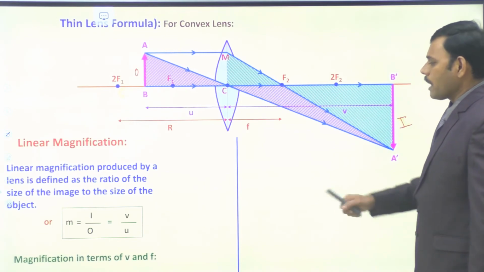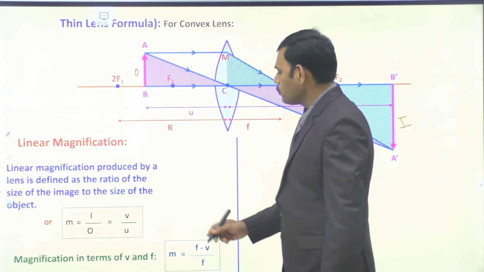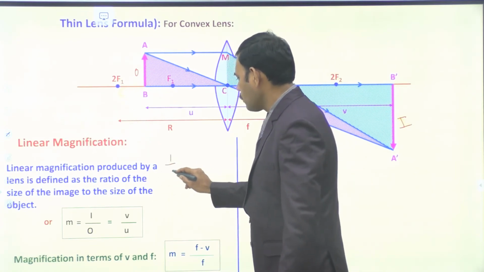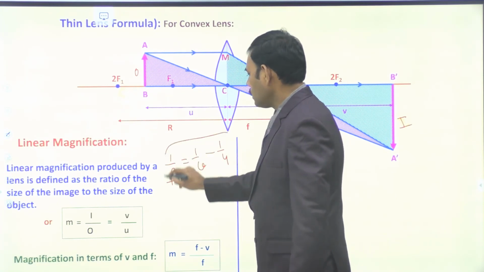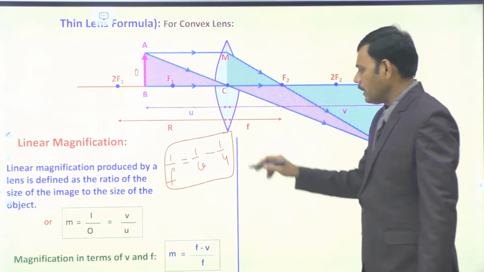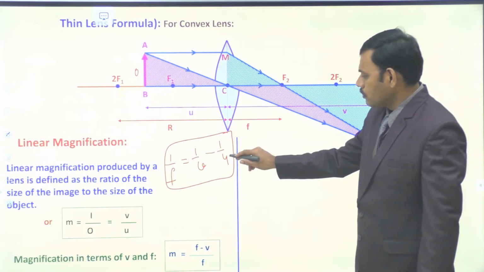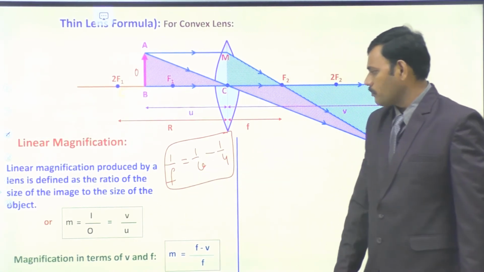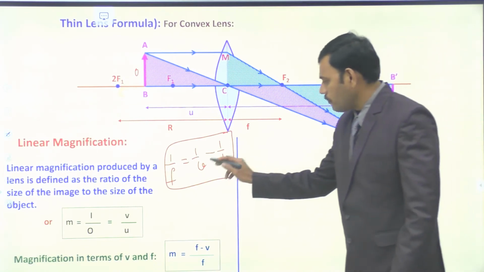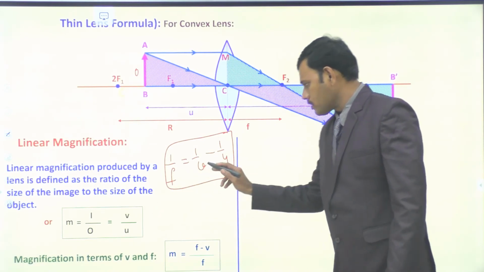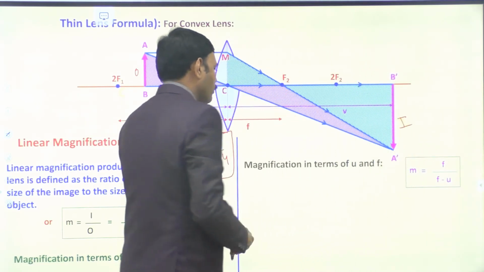And here, magnification in terms of V and F, not U. By using this magnification formula, and 1 by F is equal to 1 by V minus 1 by U, known as the Lens formula, which we derived in the previous part of our discussion, by eliminating u from these two equations, we get this formula. Magnification is f minus v divided by f. Or if you eliminate v from these two equations, we get magnification also equal to f by f minus u.